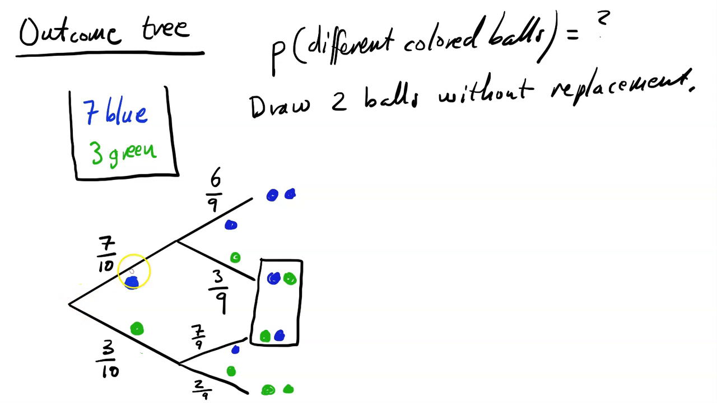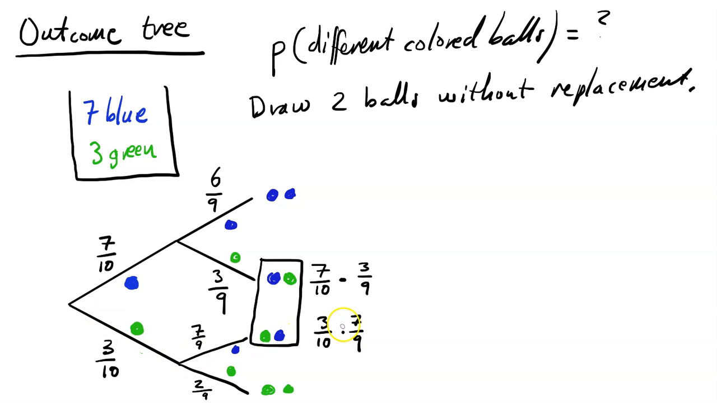7 times out of 10 we get the blue on the first, and out of these cases, in 3 of 9 of the cases we get the green here. So for 7 out of 10 times we get a blue in the first one, and out of those times, 3 times out of 9 we get the green on the second. So we need to multiply here. Similarly here, if we draw green on the first, that happens 3 times out of 10. And out of those times, it happens 7 times out of 9 that we draw a blue on the second.